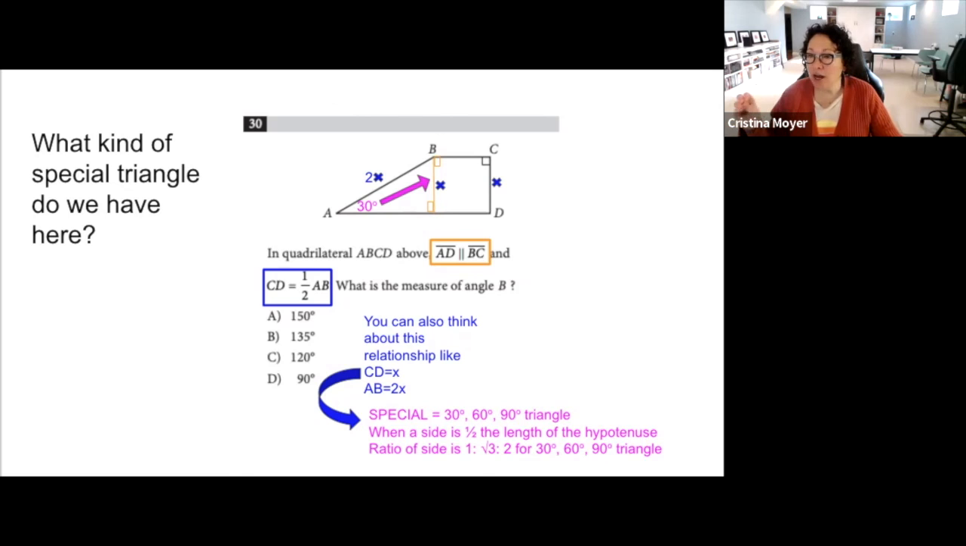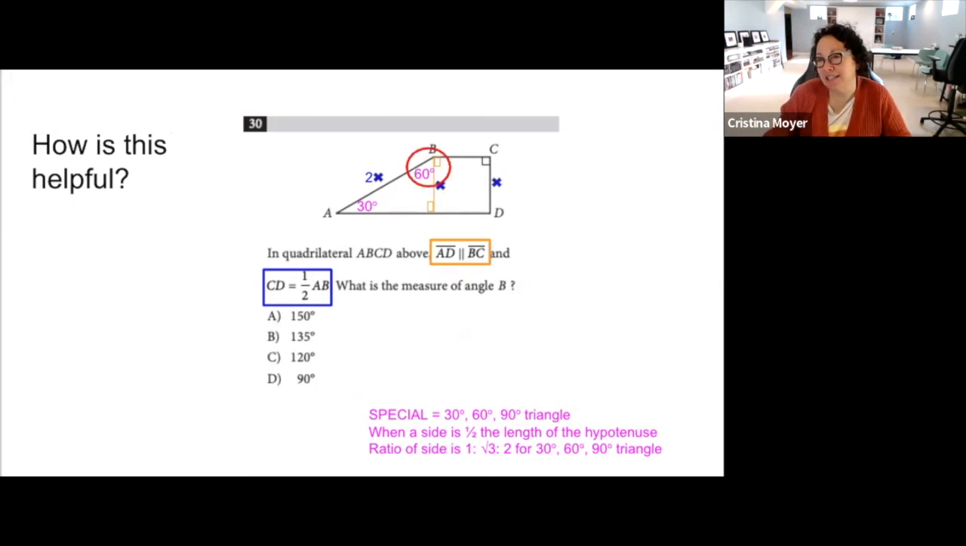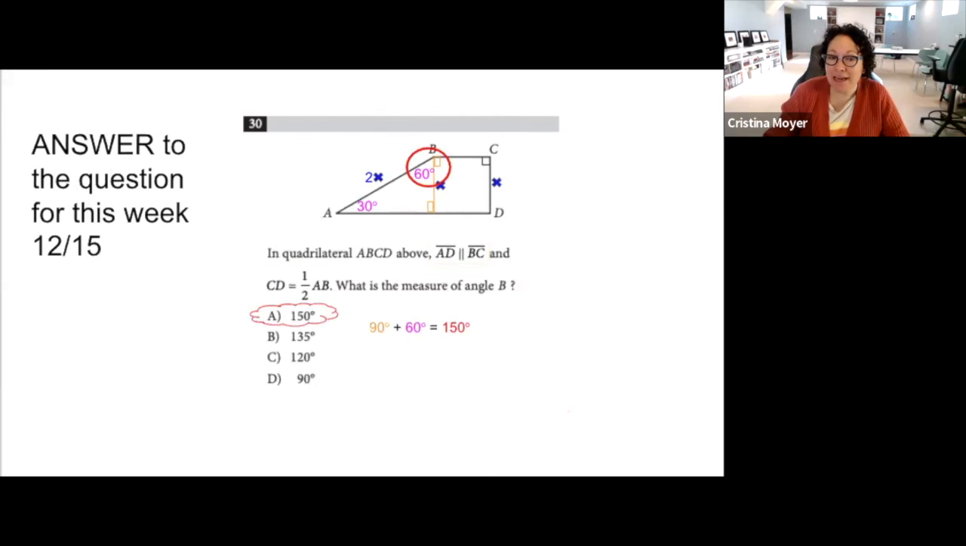A 30, 60, 90 triangle has ratios of sides that go 1 to square root of 3 to 2. So that means that the side opposite the 30-degree angle is going to be half the size of the hypotenuse, or the hypotenuse is twice. And then the 60-degree side, which in this case would be right here, is going to be the square root of 3 times this. Well, why does that help us? Because if I know that this guy is the 30 and I know that this angle is the 90, then I know that that angle up there is the 60. And so that means that the measure of angle B is 150, because it is 90 plus 60. All right, happy practicing.